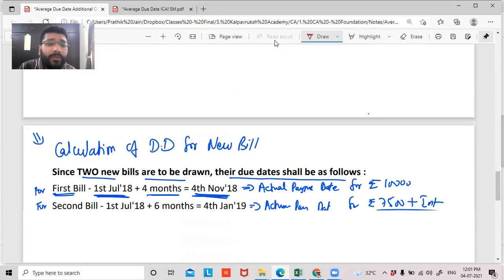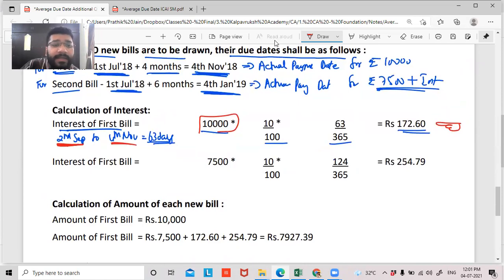So that is what we are trying to calculate. We are trying to calculate the interest of the first bill, which is 172.6. Now the interest of the second bill. Can I say the second bill, the remaining amount is 7,500? Yes, sir. Had you made the payment on 2nd September, you would not have incurred any interest, but you made the payment on 4th of Jan. The second bill due date for payment is 4th of Jan.